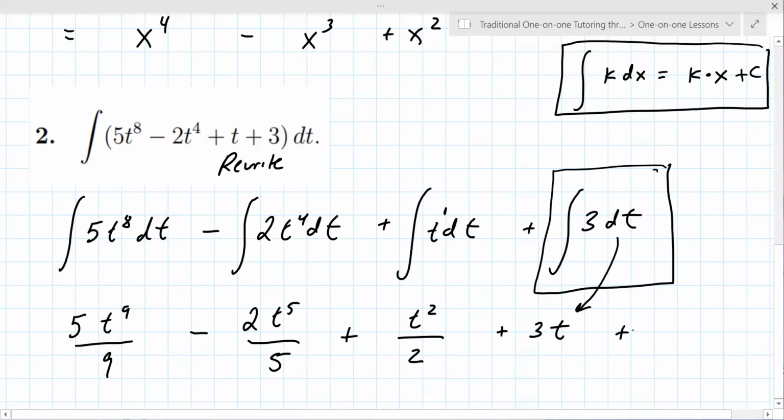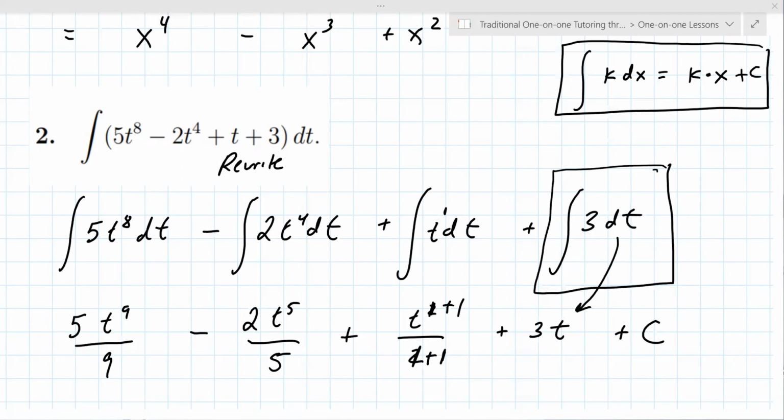Plus c. Well, I think I got this wrong. We've never done one like this. Not that one, the t squared over 2. So it's 1 plus 1 over 1 plus 1. Okay, and that's it. Yeah.